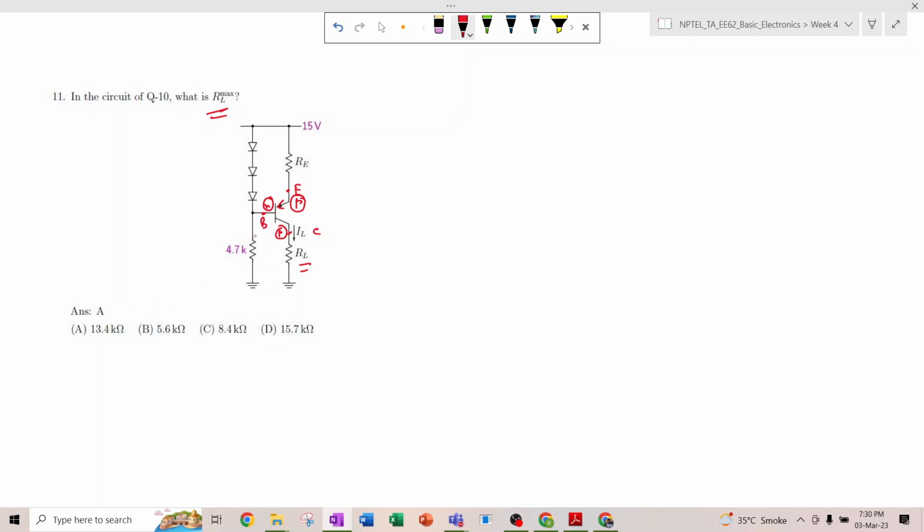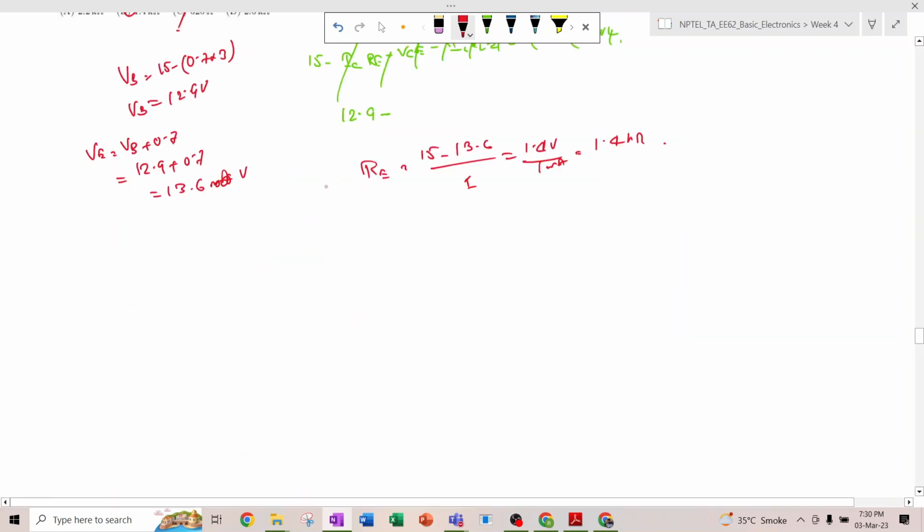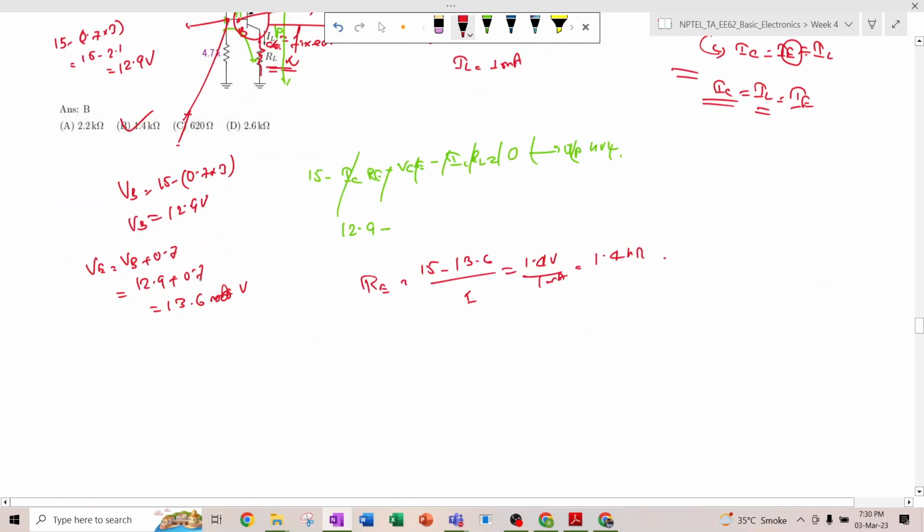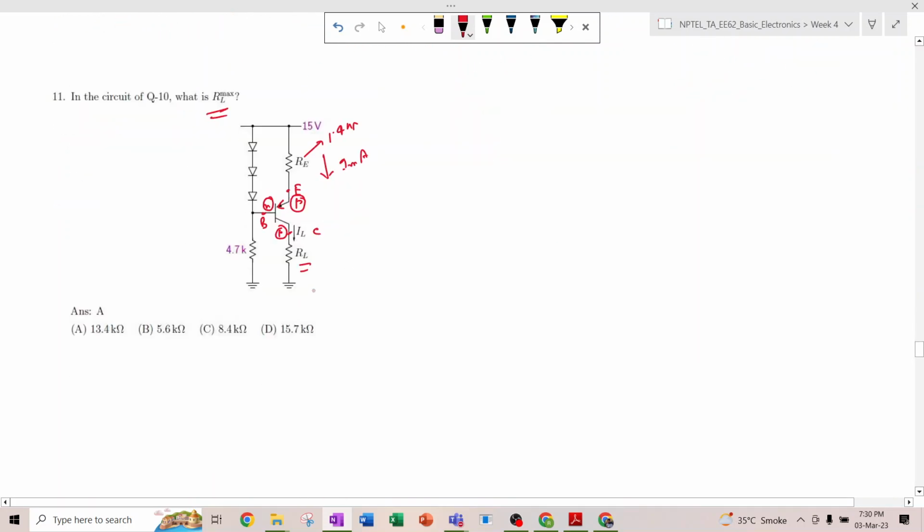Okay, so now what is happening? We know the current flowing through this is 1 milliampere, and you also know the value of the resistance, that is 1.4 kilo ohm, which we already achieved in the last question, right? So it is 1.4 kilo ohm, and the current flowing is 1 milliampere.